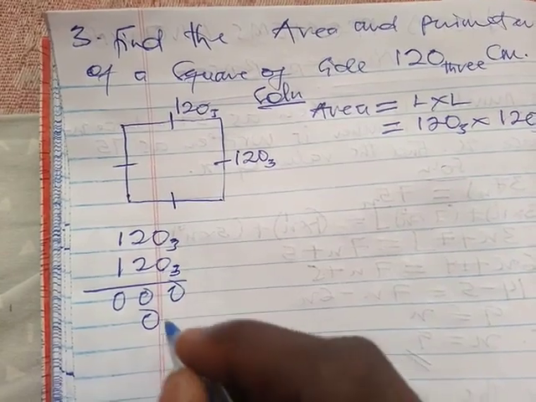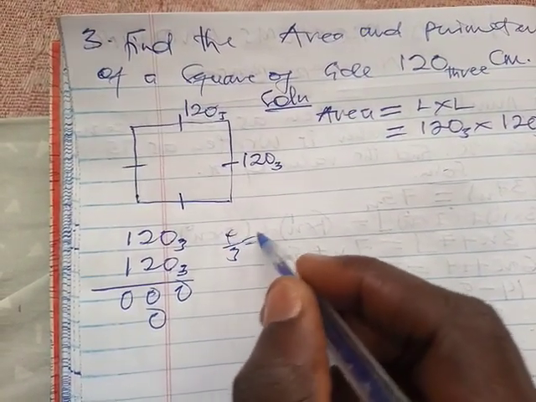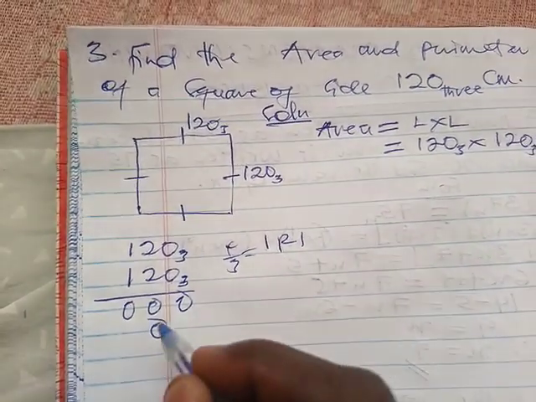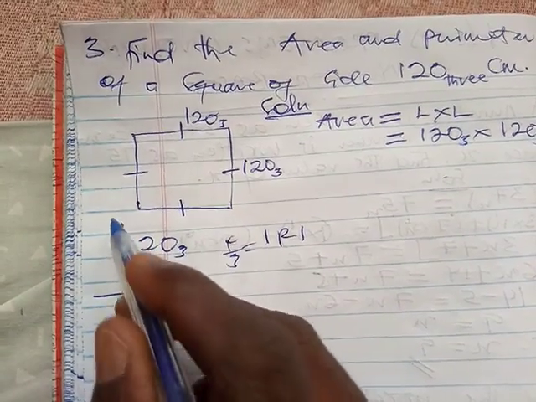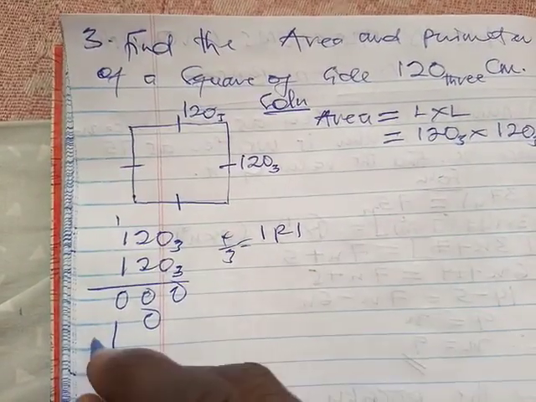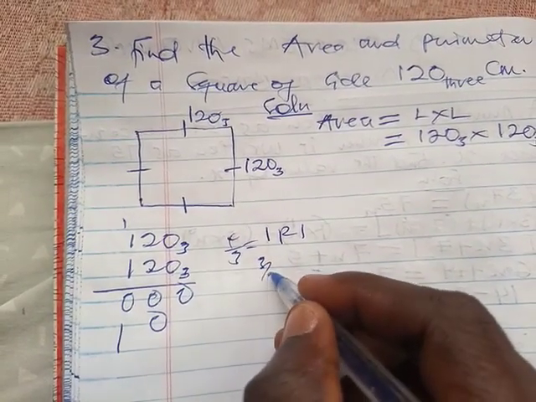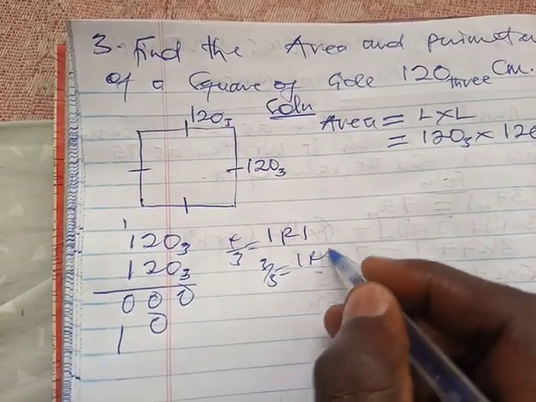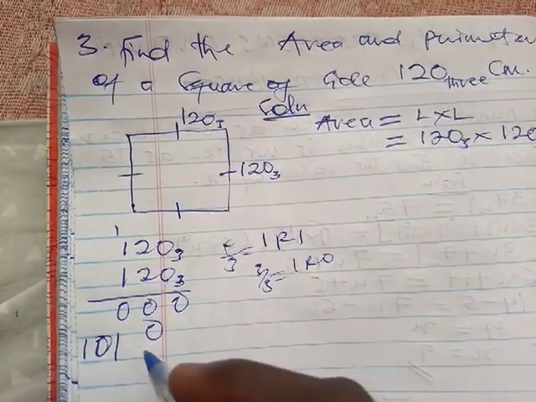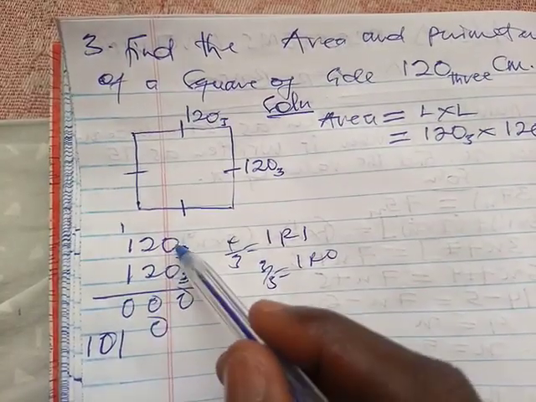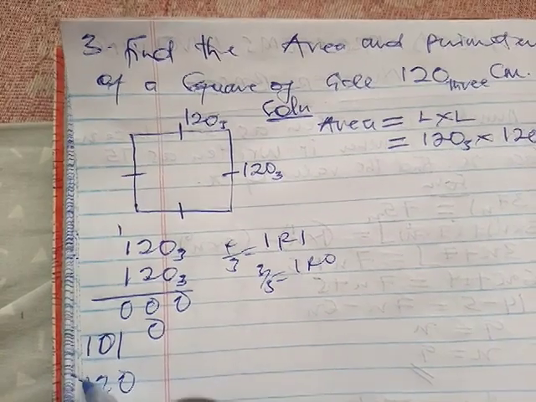So 3 goes to 4, 1 remainder 1. So write 1, carry here. So 2 times 1 is 2, plus this one is 3. We can't write 3 because this is in base 3. So 3 divided by 3, that's 1 remainder 0. So write the 0 and 1. The next one is 1. So 1 0 is 0, 1 2 is 2, 1 1 is 1.